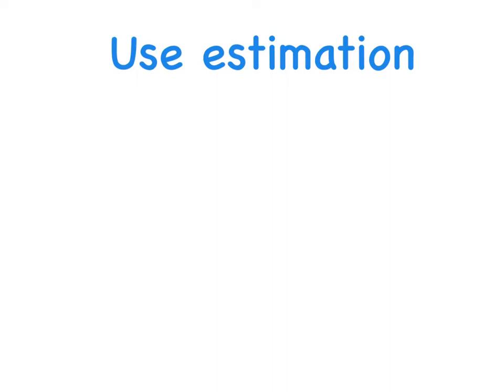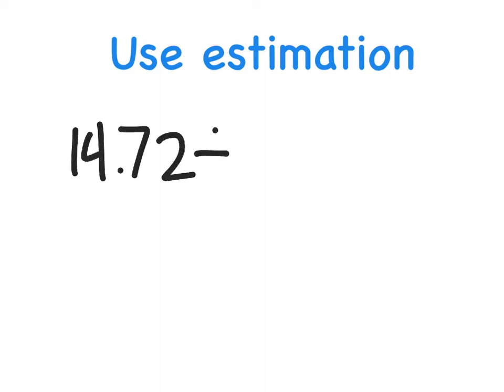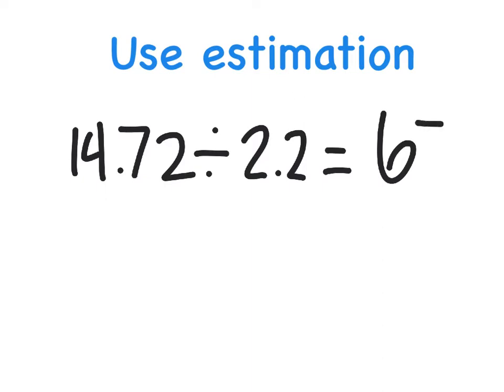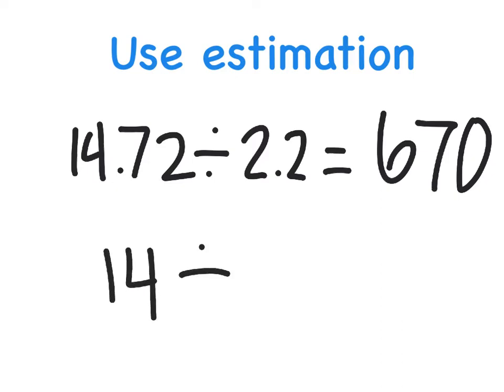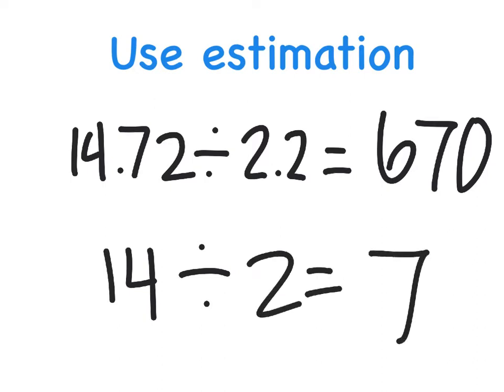First of all, let's look at an example where you use estimation to help solve a number sense problem. Let's say you had the problem 14.72 divided by 2.2, and you're told that the digits to your answer are 670 and that you need to place the decimal point in the correct spot. In order to figure out where my decimal point should go, I'm going to go ahead and estimate these numbers. 14.72 is close to 14, and 2.2 is close to 2. So I know that my answer should be somewhere around 7. In order to get my answer closest to 7, the decimal point would have to go right here in between the 6 and the 7.